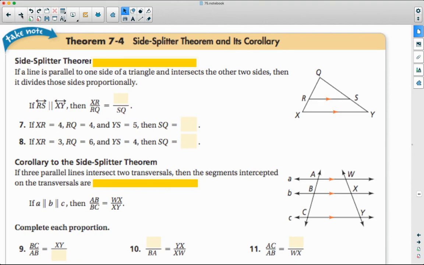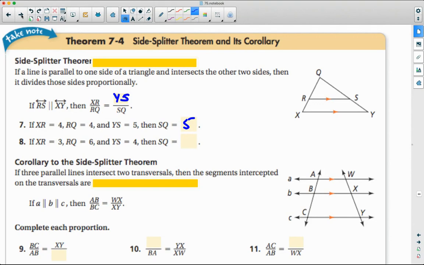So if the line RS is parallel to line XY, then XR over RQ is equal to YS over SQ. Okay. If XR is equal to 4, then RQ is equal to 4, then YS is equal to 5, and SQ is equal to 5. All right. So if it cuts it into congruent parts, that would be if R and S were midpoints, which means I would have a mid-segment of a triangle. All right, remember that from section 5.1.